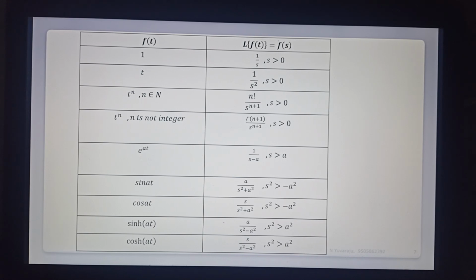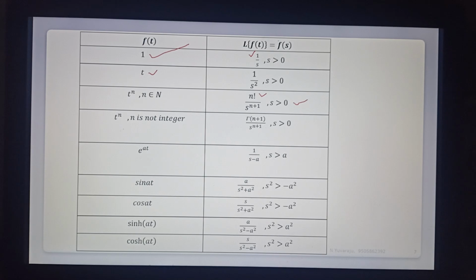So these are the formulas for finding the Laplace transformation of the given functions. The Laplace transformation of the function 1 is 1 by s. The Laplace transformation of t is 1 by s square. Next, for the function t power n, the Laplace transformation is n factorial by s power n plus 1.